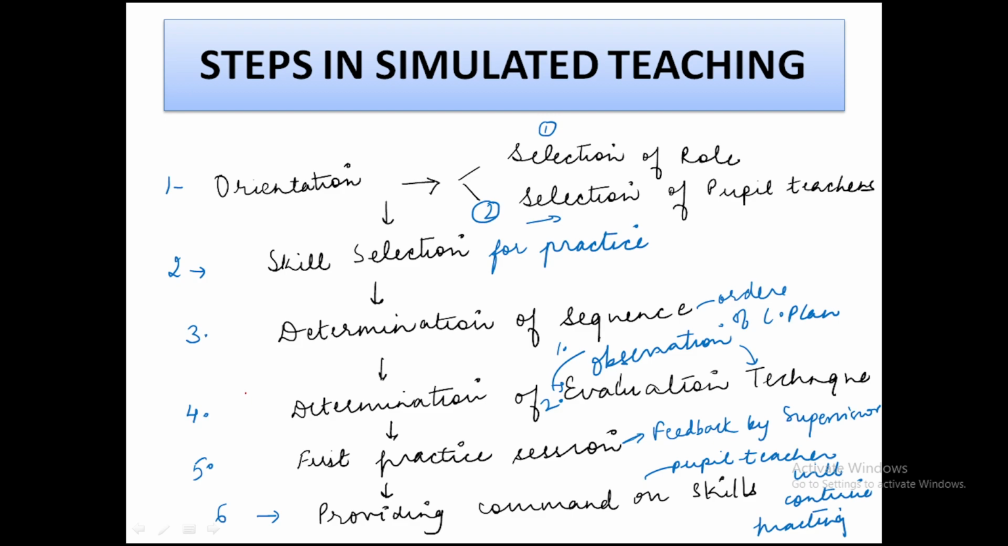And in fourth, there will be determination of observation or evaluation techniques, which techniques will be used by the observer to evaluate. And in the fifth step, there will be a practice session when the entire arrangement is made, and feedback will be given by the supervisors to improve their simulated teaching in the class. And finally, there will be practicing by pupil teachers until they command a certain skill. So these are the steps.